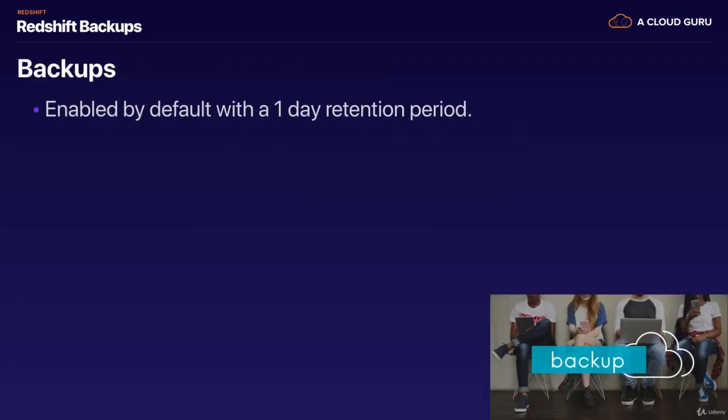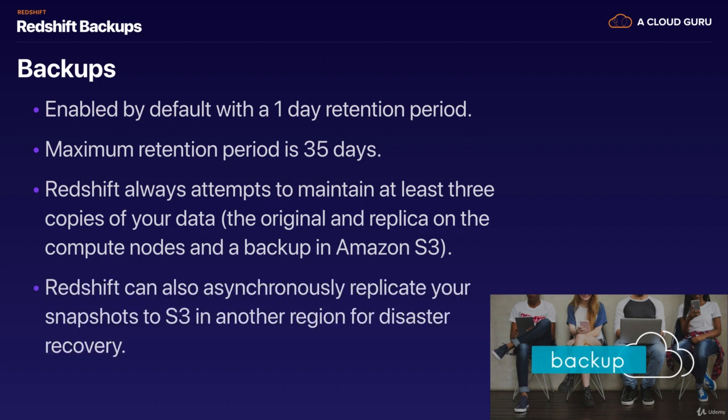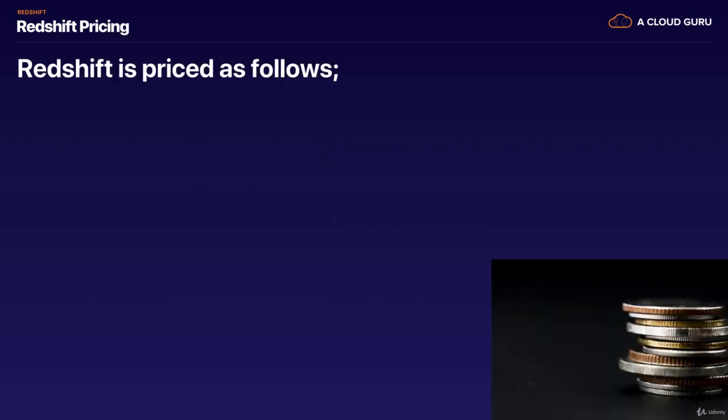In terms of backups, Redshift comes with backups enabled by default, with a 1-day retention period. Again, just like with RDS, your maximum retention period is 35 days, and Redshift will always attempt to maintain at least 3 copies of your data. This is the original data and a replica on the compute nodes, as well as a backup in S3. Redshift can also asynchronously replicate your snapshots to S3 in another region for disaster recovery.